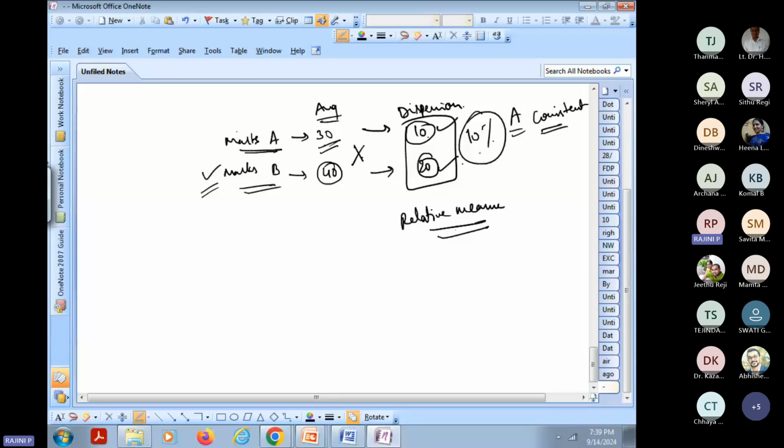If you want to find only the deviation, it is absolute dispersion. If you are going for the comparison, that means you will be calculating the percentage of deviation in the data. Then we go for relative measures. Is it clear, ma'am?